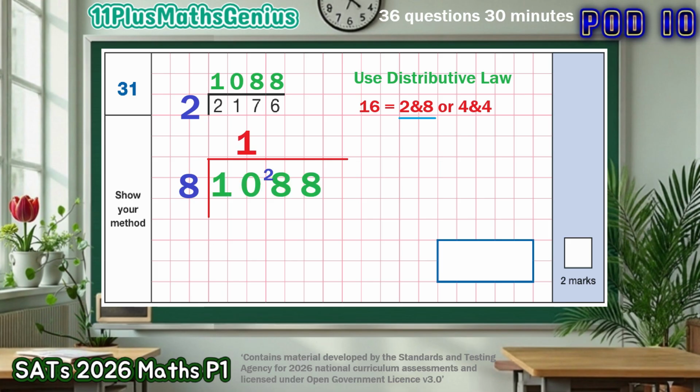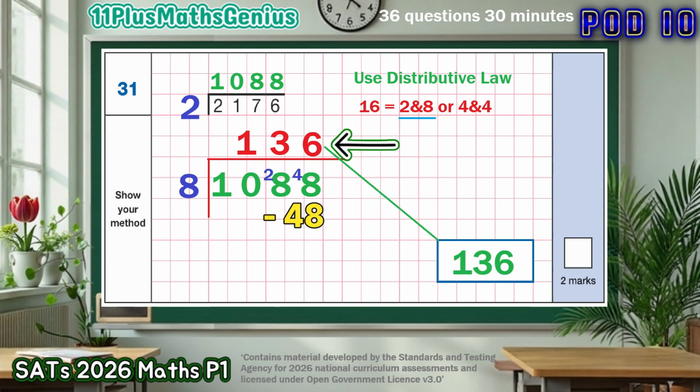8 goes into 10 once, but doesn't fit exactly, so we put a 2 next to our 8. 8 goes into 28 3 times, but doesn't fit exactly, so we are left with our 4. And then 8 goes into 48 6 times exactly. And so our final answer is 136.